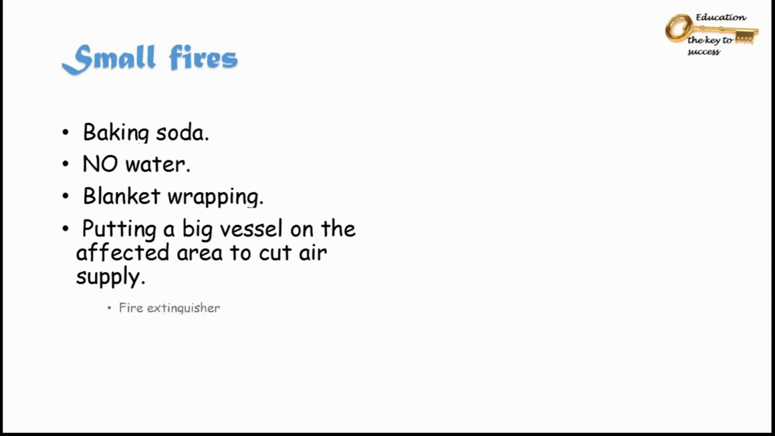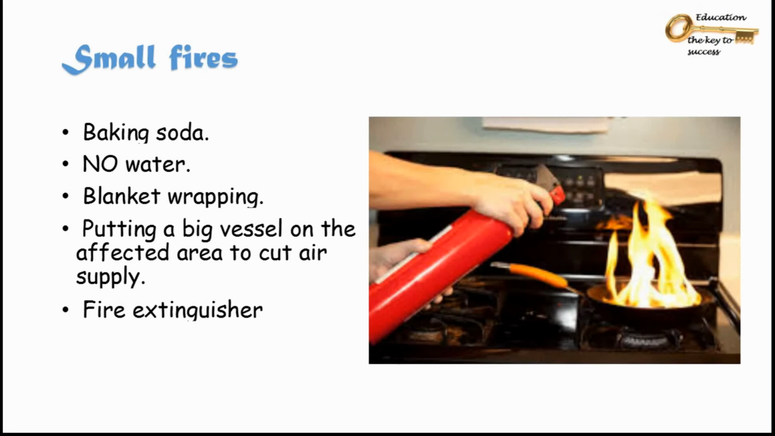Small fires. How do we control them? You can use baking soda. It depends on the type of fire. If it's, for example, a fire of electrical substances or oil and some flammable liquids, water will not work. So you would need some other things, which you will see in the next slide. Wrapping a blanket, and if it's a limited area, you can put a big vessel on the affected area as well to cut the air supply. Of course, if you have it handy, use a fire extinguisher.